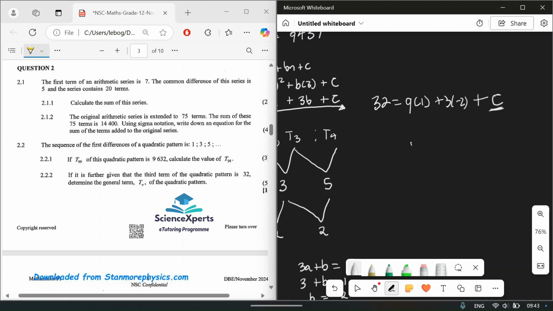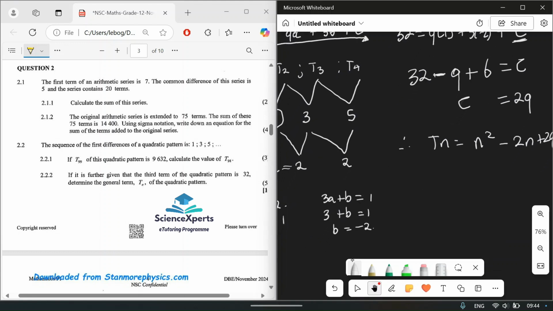Now we can transpose everything, so it's going to be 32 minus 9 plus 6 is equal to c. 32 minus 9 plus 6, that's 29. So c is equal to 29. Therefore Tn is equal to n squared minus 2n plus 29. That's our Tn there.